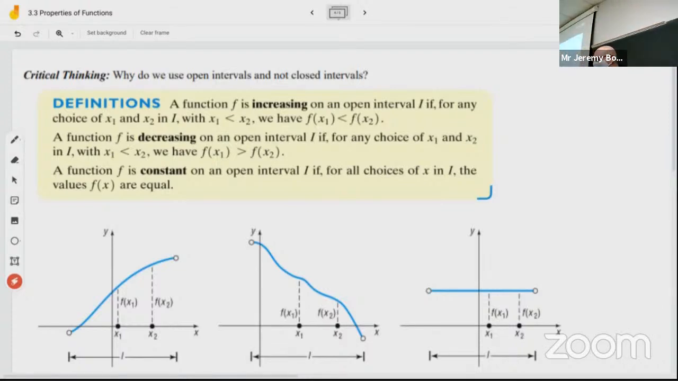And it's constant if we're on an open interval I, that for all choices of x in I, the values of f of x are equal. So no matter what x you choose, the y values are the same. Which makes sense. And we already talked about that. Any questions on that?